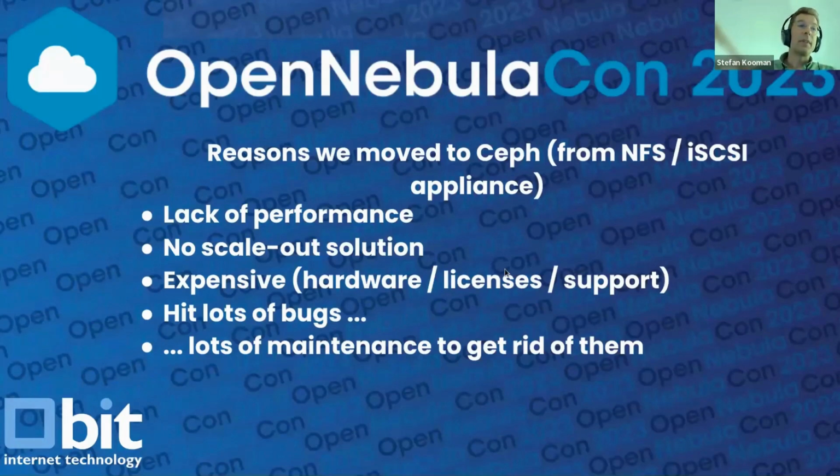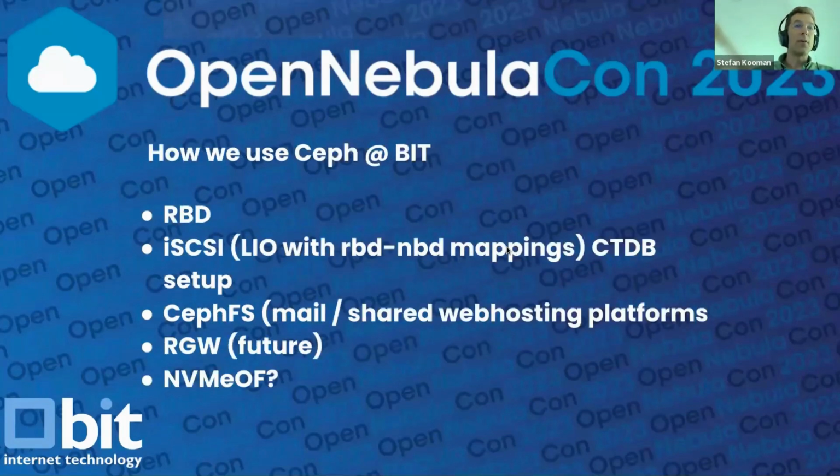So these were the reasons for us to move, and also to take back control of the whole storage system in our cloud, and have more ways of deploying it the way we think makes sense. So how do we use Ceph at BIT? Well, of course, we use it for RBD, for our virtual machines. But as those block images can also be shared by means of iSCSI, we also use that mainly for VMware workloads, as well as MS SQL.